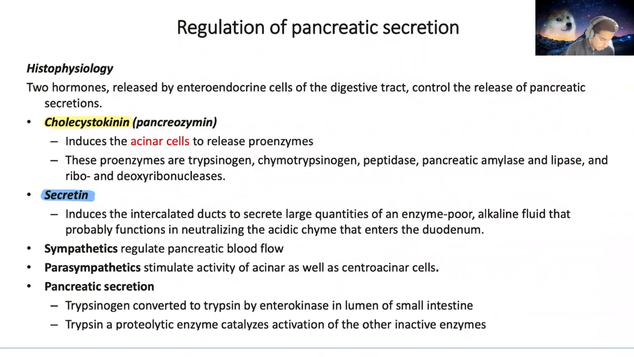Secretin is the other one, right? It induces the intercalated ducts to secrete large quantities of enzyme-poor alkaline fluid. Why do we need this alkaline fluid? You've got to balance your overall charge as your body's bringing in more acidic content from the stomach, right? You've got to make sure it's balanced out so that you can do the proper absorption. We don't want anything to be either too acidic or too basic. No one likes anything basic, okay? So just a future advice also.